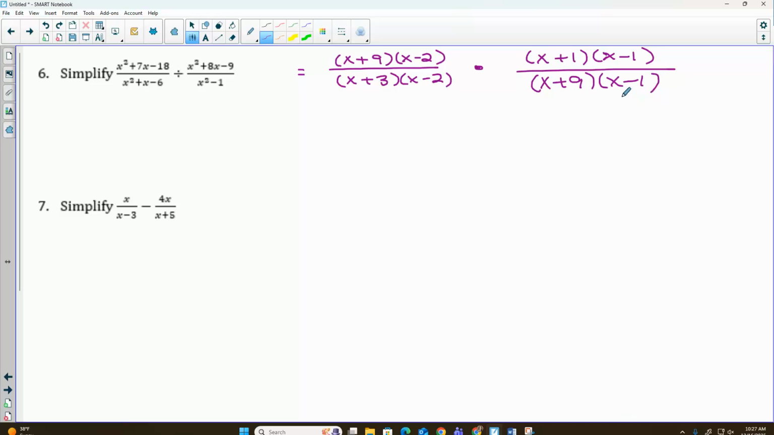Now if anything is on top and bottom, it cancels. So we can drop out the x minus 2s, we can drop out the x minus 1s, anything else? x plus 9. So all we have left is x plus 1 over x plus 3. We can't cancel the x's because it's more than one term. That's just our final answer.